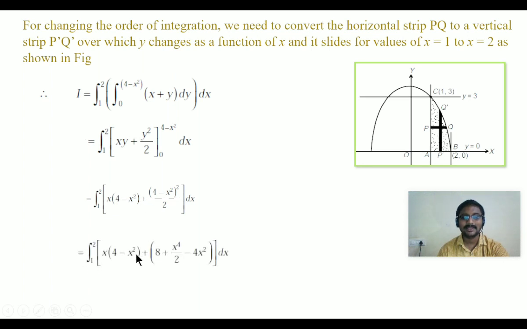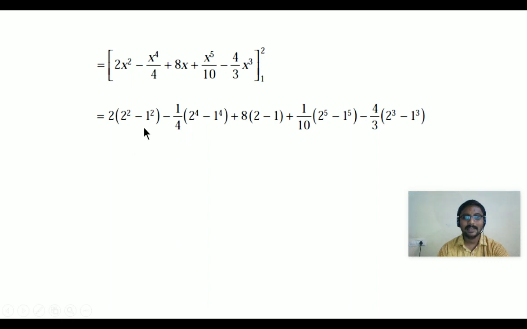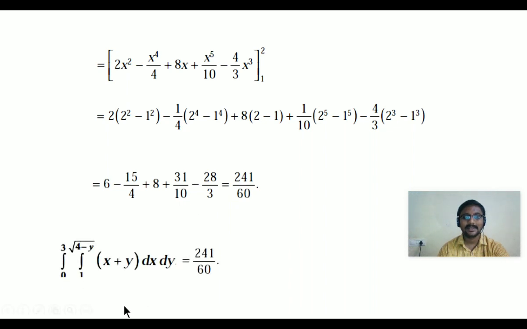Now evaluating the single integration, integrating and then substituting the upper limit as 2 and the lower limit as 1, upper limit minus lower limit, in each term we have substituted. On simplifying, we get the result as 241 by 60. So it is the required value of the given double integral. So easily we have obtained it.